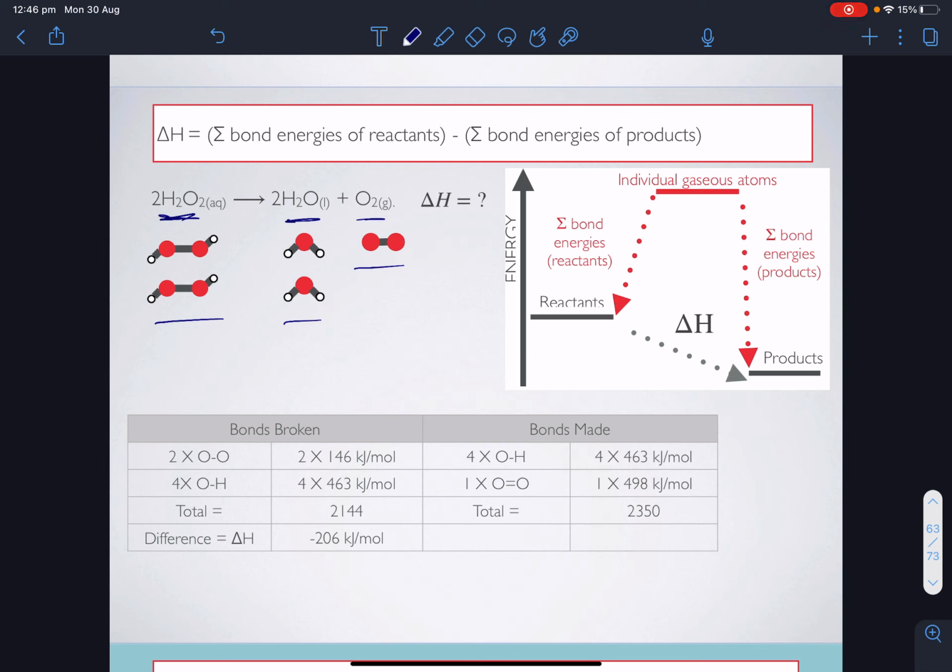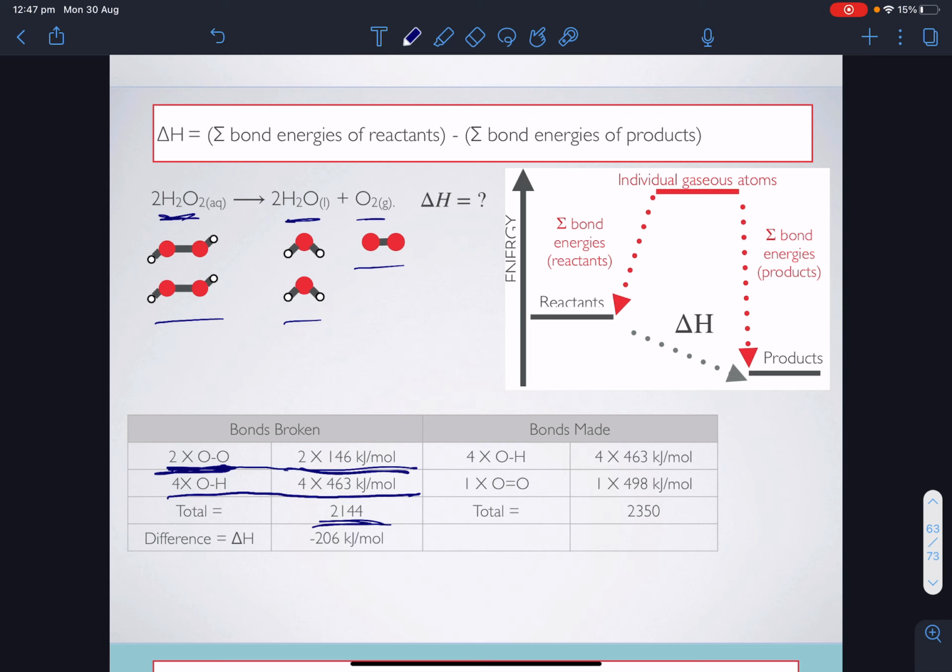So the easiest thing to do here is to look at what bonds are broken and what bonds are made. On the left-hand side, we've got two molecules, so we have to break an oxygen-oxygen bond in each one. So we're breaking two oxygen-oxygen bonds, and we can look that up in a table. Each of those is 146 kilojoules per mole. And we're going to be breaking the four OH bonds, which are 463 kilojoules per mole. So add them all together, and we get a total of 2144.